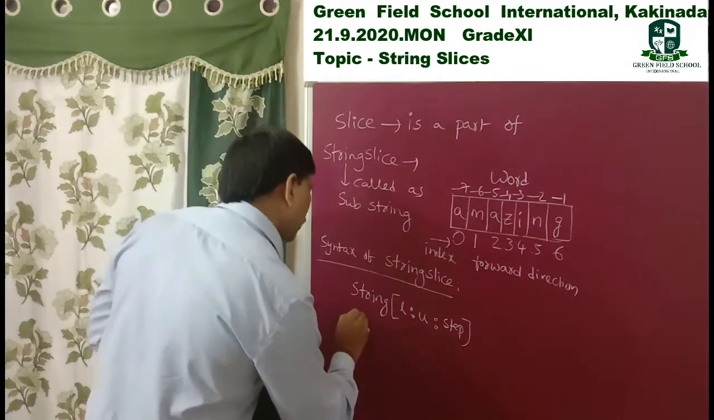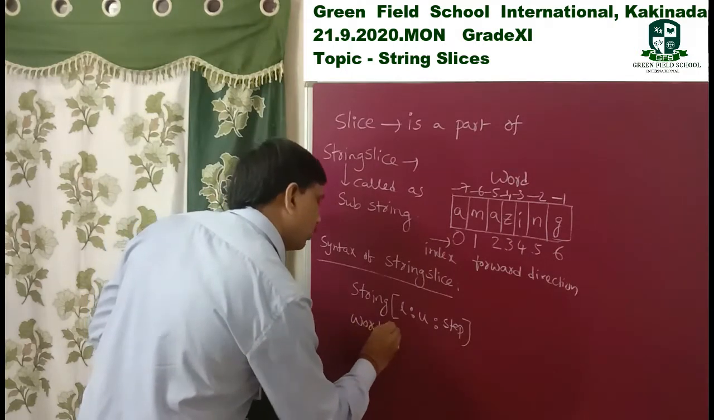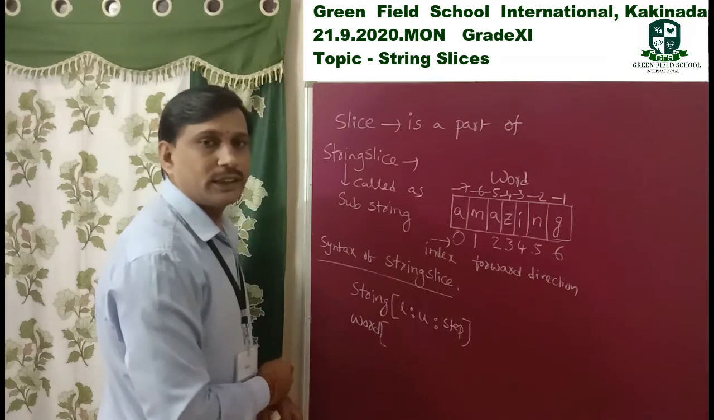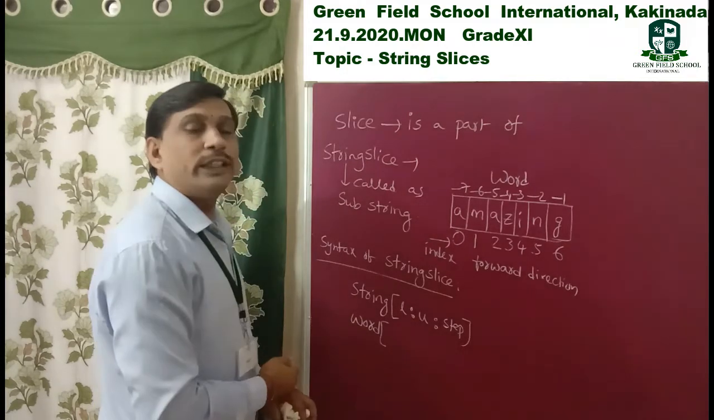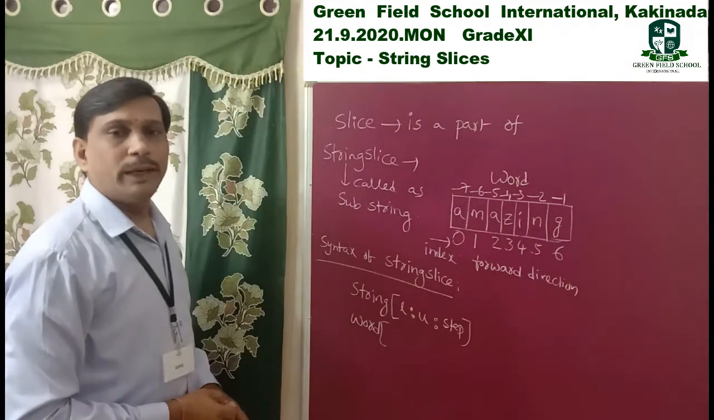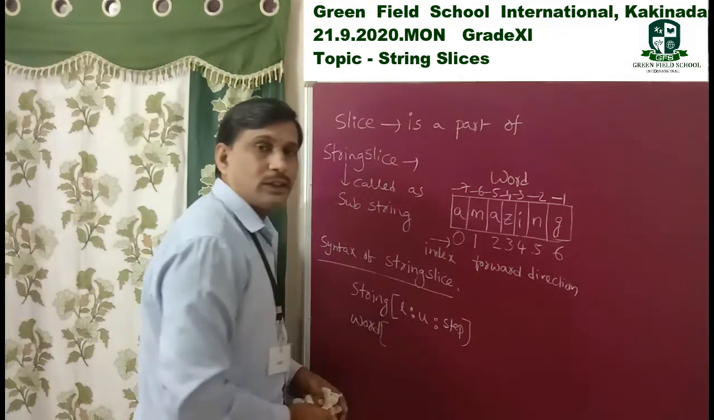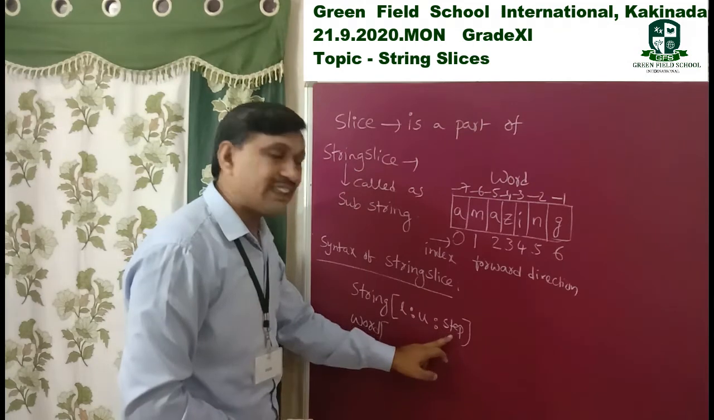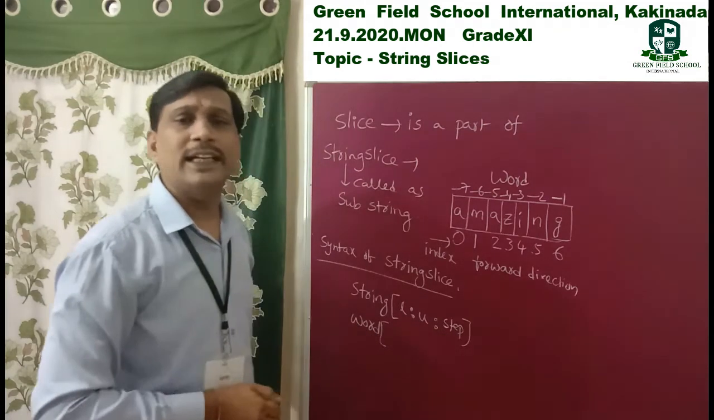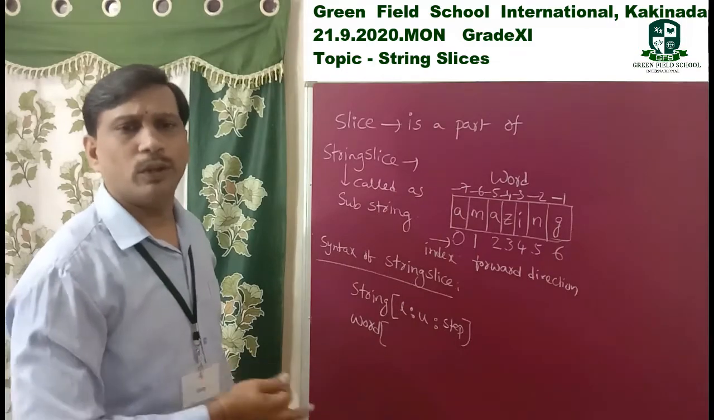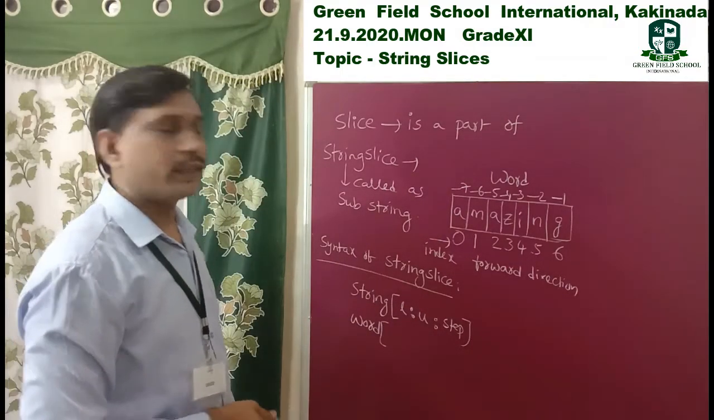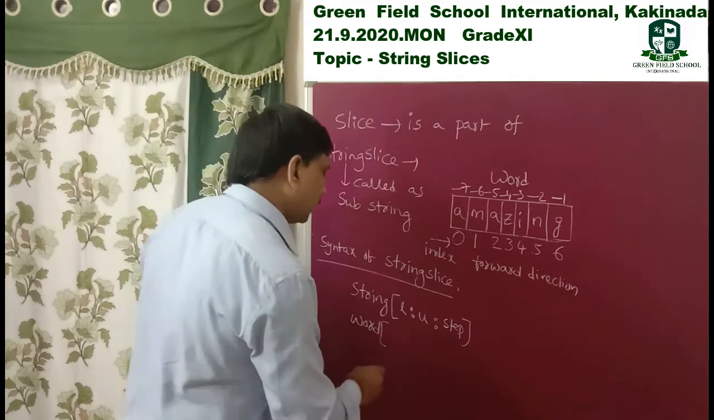I write here word of. Last time the step was not included. This time we include the third argument. These are all called arguments: lower bound, upper bound, step. An argument is nothing but an input given to execute this function.